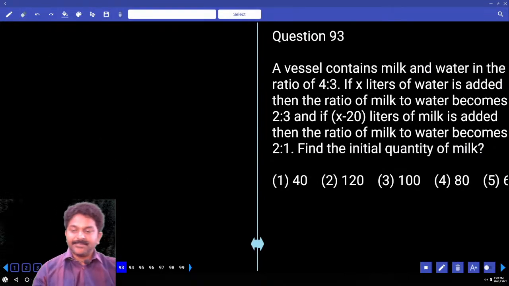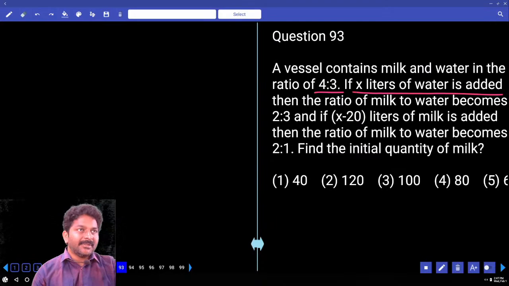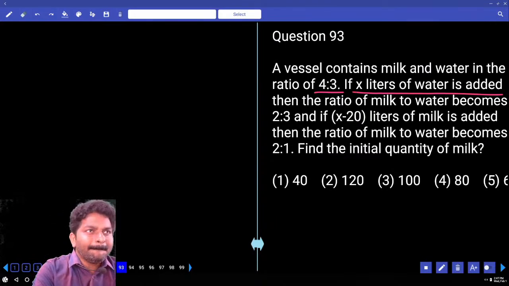So first case, what is the ratio? 4:3. x liters of water is added. So what is the quantity that we are adding? What quantity are we adding?